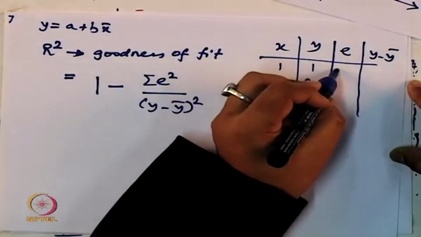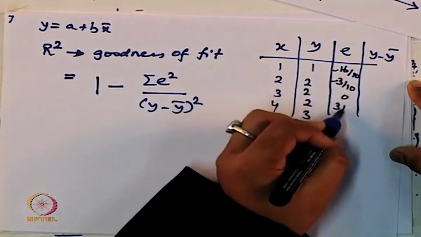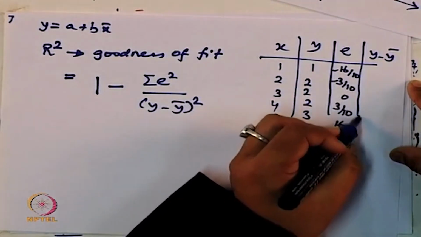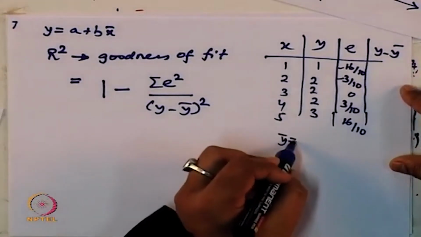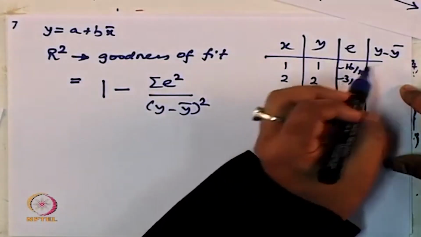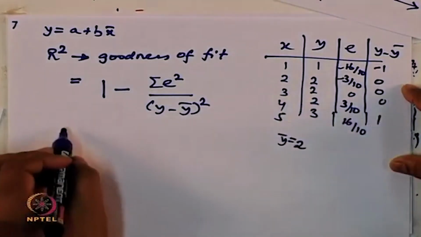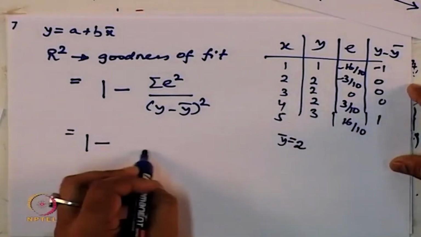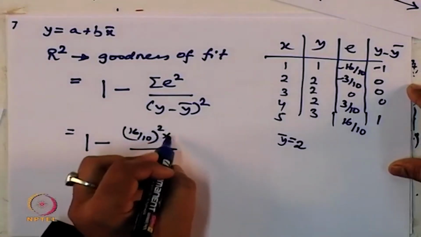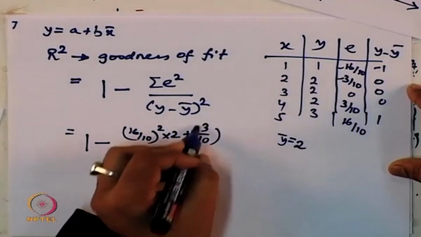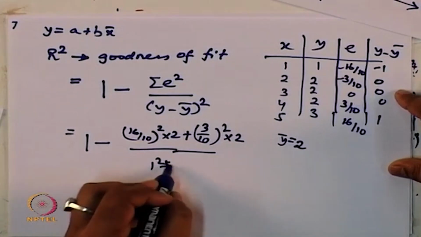So, the errors are minus 16 by 10, minus 3 by 10, 0, 3 by 10 and 16 by 10, and y minus y bar. So, y bar I know is equal to 2. So, y minus y bar is minus 1, 0, 0, 0 and 1. Okay. So, my goodness of fit in this case is equal to 16 by 10 whole square into 2 plus 3 by 10 whole square into 2, and y minus y bar is 1 square plus 1 square.